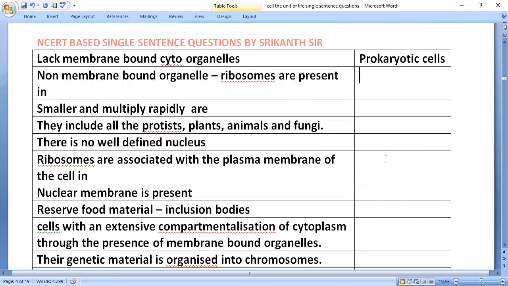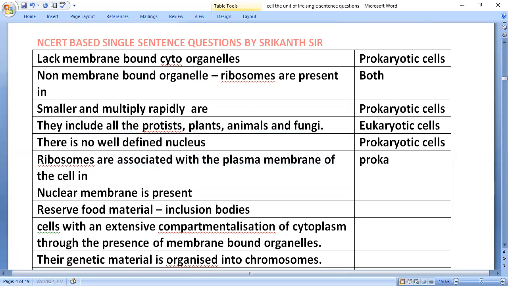Non-membrane-bound organelle ribosomes are present in both. Smaller and multiply rapidly: prokaryotic cells. They include the protist, plant, animal and fungi: eukaryotic cells. There is no well-defined nucleus: prokaryotic cell. Ribosomes are associated with the plasma membrane of the cell in prokaryotic cells.